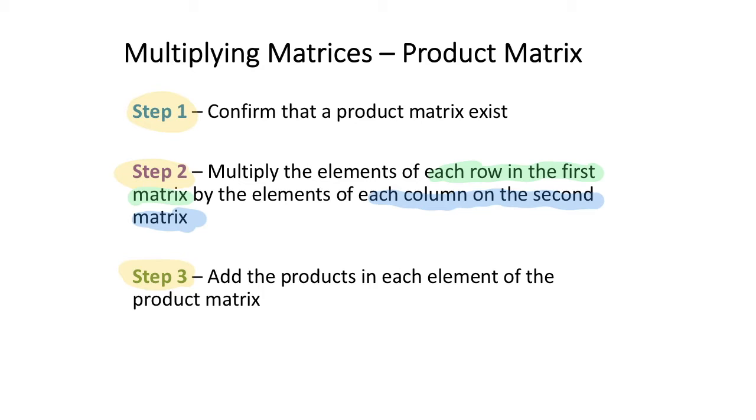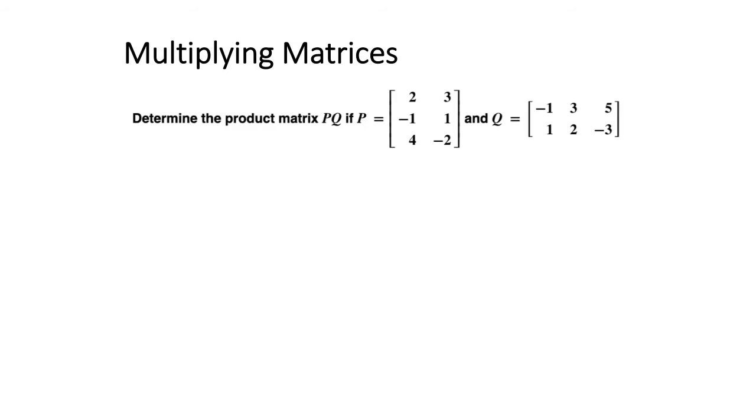So let's have a look at an example of how we can apply a product matrix multiplication. In the example, we want to determine the product matrix of PQ, and we have a matrix for P and our matrix for Q. Now first we wanted to determine if our product matrix does exist. To do that, we need to write the order for matrix P and matrix Q. So the order of matrix P is going to be 3 times 2 because we have got 3 rows and 2 columns. And for Q, it is going to be 2 times 3 because we've got 2 rows and 3 columns.